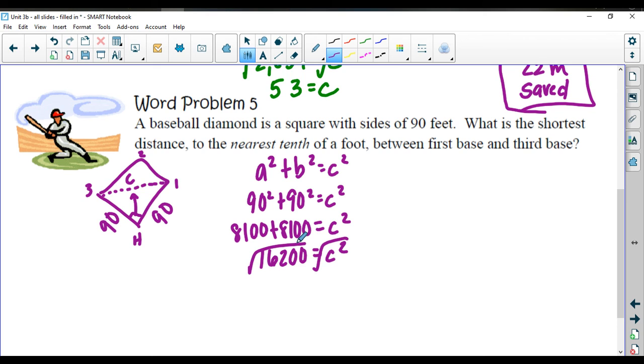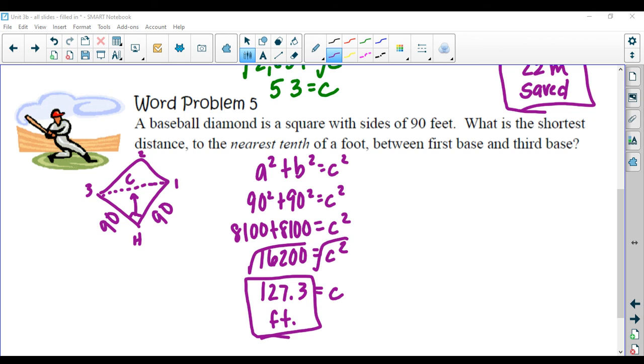Whoops, it would help if I could type this morning. And to the nearest tenth of a foot, I got 127.279. So 127.3 feet would be my answer because I'm looking for feet. So 127.3 feet if I'm throwing from first to third base. That's it for lesson 3b.3, the practice.